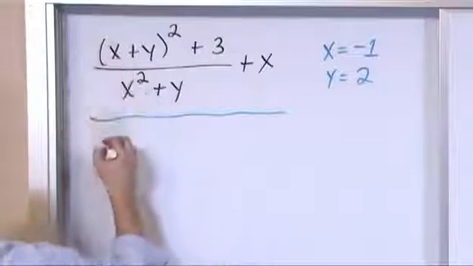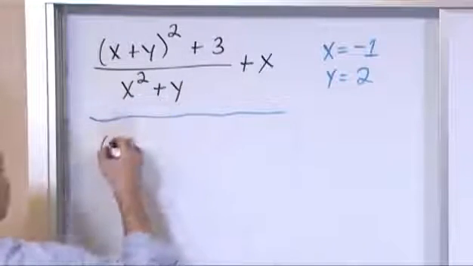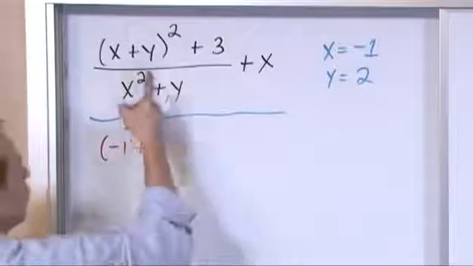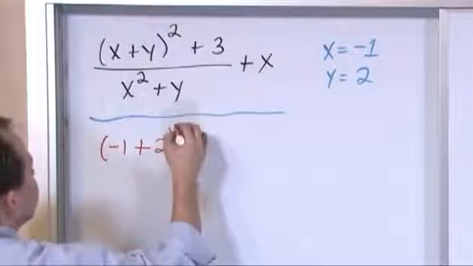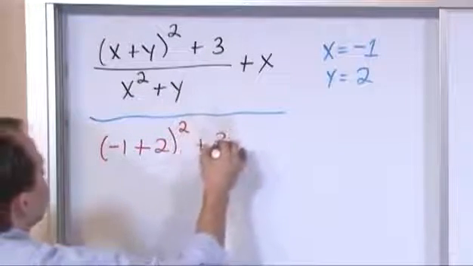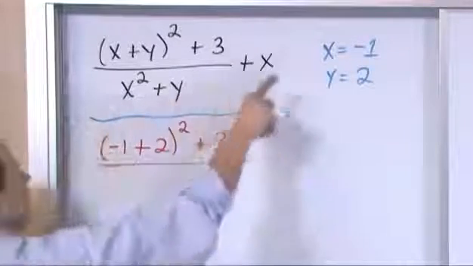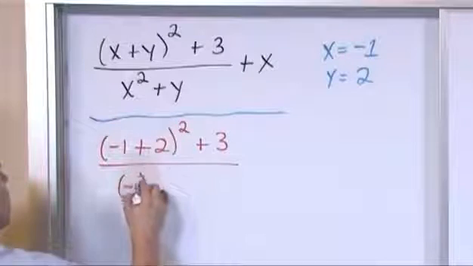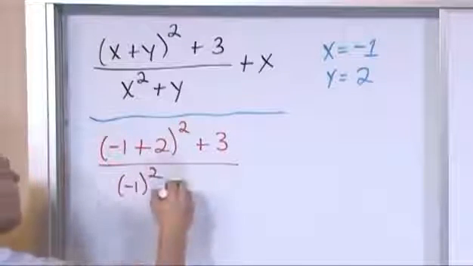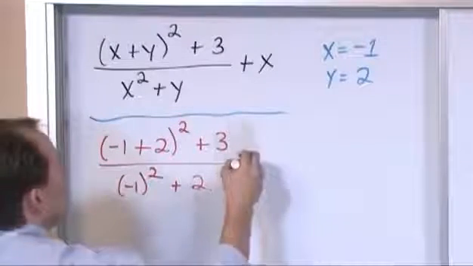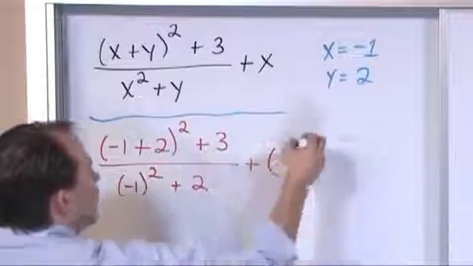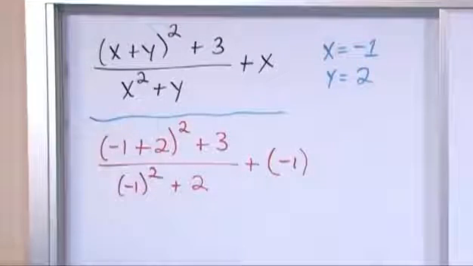So inside of here, we're going to have x is equal to -1. -1 plus y is equal to 2. This is all going to be squared, plus 3. That's all in the numerator. In the denominator, we're going to have x squared, so we'll have -1 squared plus y, which is 2. And over here, we'll have plus x, but x is -1. So we've written everything in their spot.